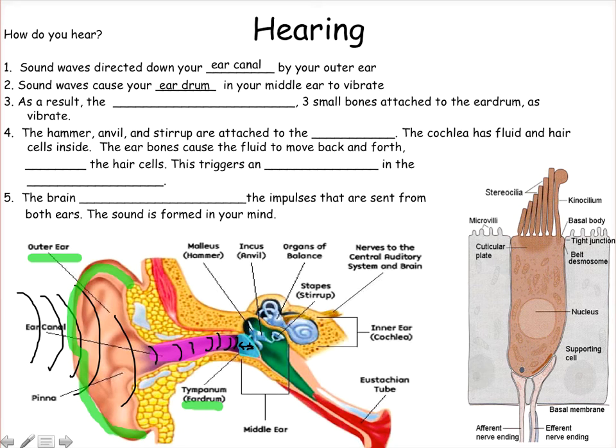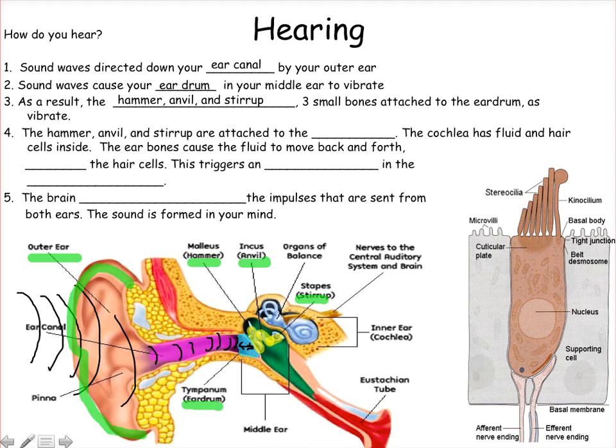and that movement or vibration can then be transferred further into the ear by three tiny bones called the hammer, the anvil, and the stirrup. Here they are, the hammer, the anvil, and the stirrup. They're the three tiniest bones in your body. And so I'll color them in yellow here.